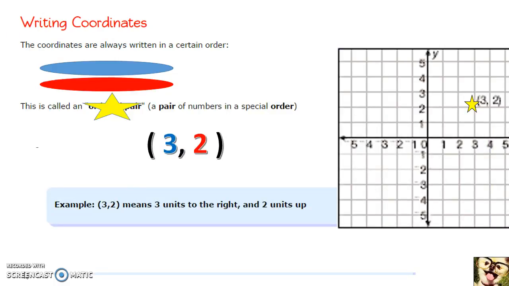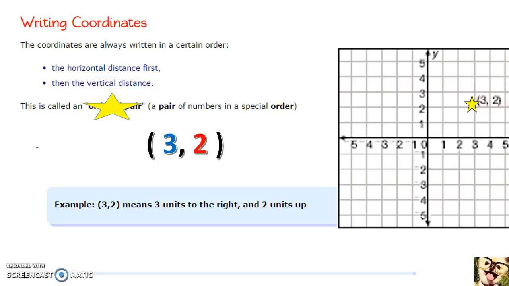To write the coordinates, we're going to put them within parentheses. First you always put the one that's landing on the x-axis first, and that's the horizontal distance. Whether it goes left or right, it doesn't matter. That's which one you put in first. Then you're going to put the vertical one next, and that's your second one in the red. These are called an ordered pair.